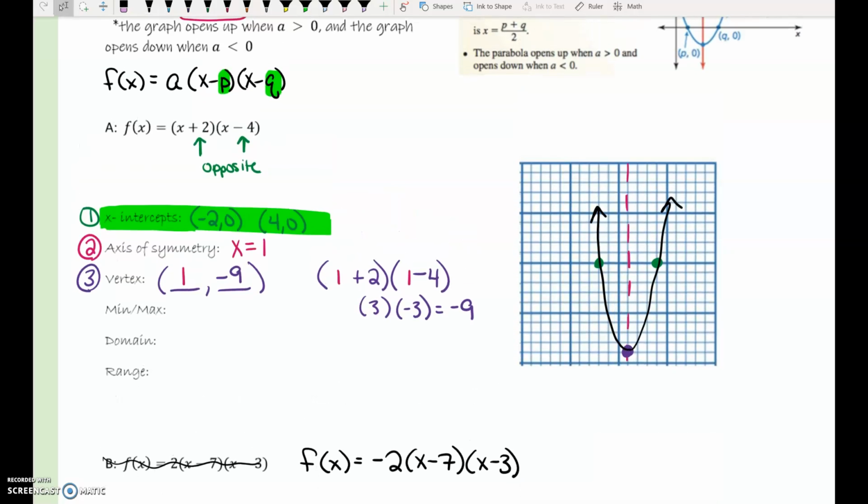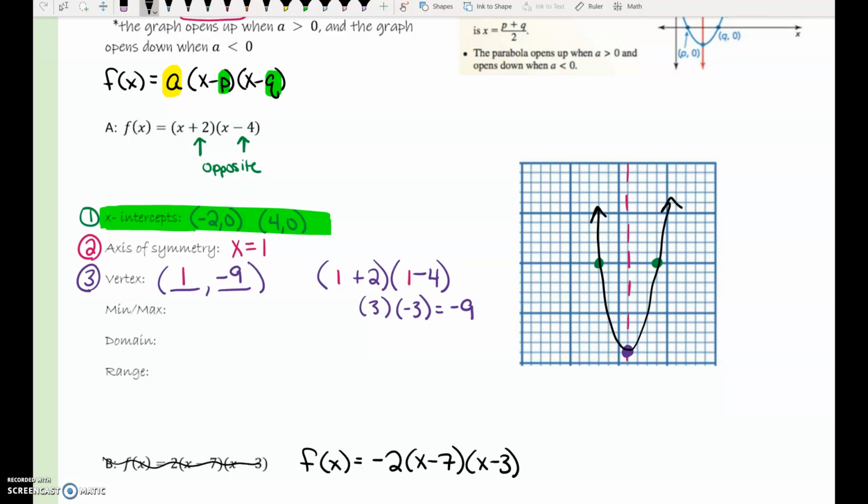We didn't really talk about it a whole lot, but the a value is still going to do everything that the a value has done in all of the other forms. So this graph is not super wide or super narrow. That makes sense because the number in front is a 1. The graph opens up. That makes sense because the number in front is positive.